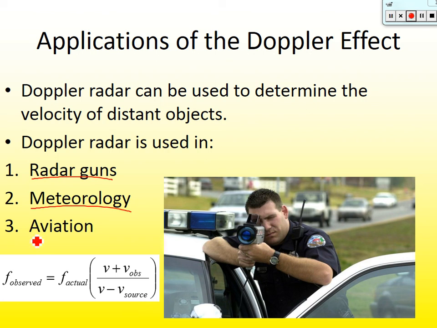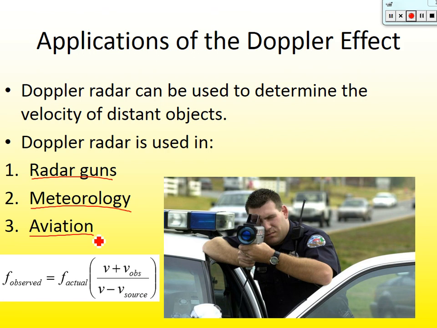Aviation uses the Doppler effect all the time with radar, determining where airplanes are in the sky and what their relative velocity is to the airport. It helps them track and make sure the airplanes are not colliding with each other. So the Doppler effect has many applications, and there are way more than just these, but it's used all the time.